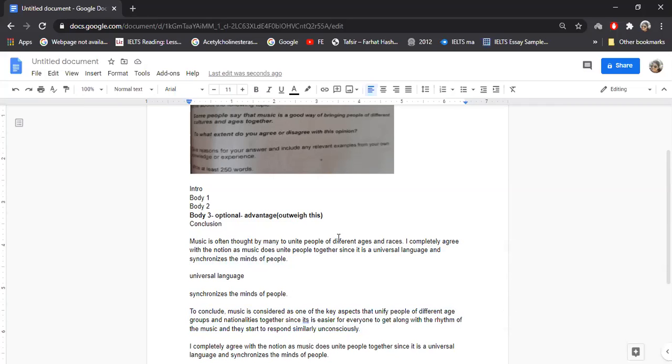All right, so I completely agree with the notion as music does unite people together, since it's a universal language and synchronizes the minds of people, right? And in here I said that it unifies people of different age groups and nationalities together, since it is easier for everyone to get along with the rhythm of the music, and they start to respond similarly. It's easier for everyone to get along with the rhythm of the music.